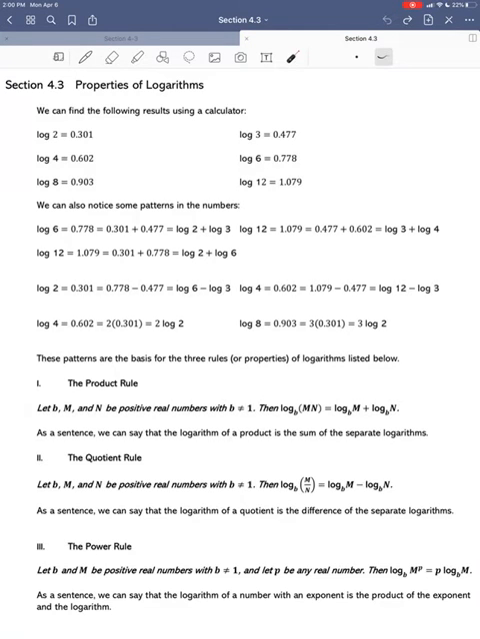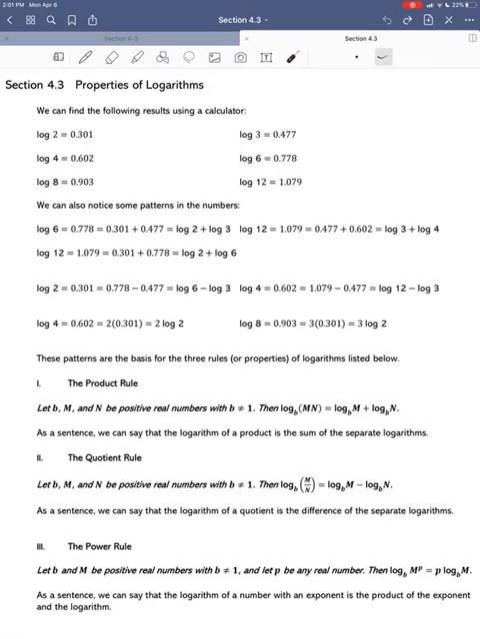Now we're going to investigate some properties of logarithms. And as this says here, there are some results I can find on a calculator using the log button on the calculator. So when I look at that here, we see log 2 equals 0.301. Remember this log 2, that's log base 10 of 2, and we would find that using just the log button on our calculator.